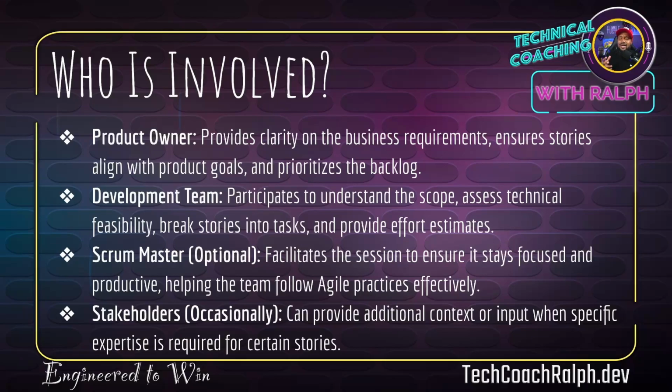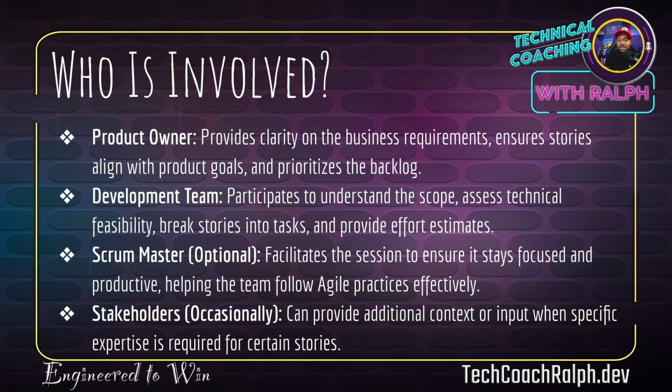The Scrum Master, it says optional, but 90% of the time you're going to have the Scrum Master there, because the Scrum Master, bless their heart, facilitates the story refinement to ensure that it stays focused and productive. A lot of times, us developers can end up going down rabbit holes trying to figure out implementation details. We should not discuss implementation details during story refinement. The goal is to understand what we need to do, not how to actually do it.